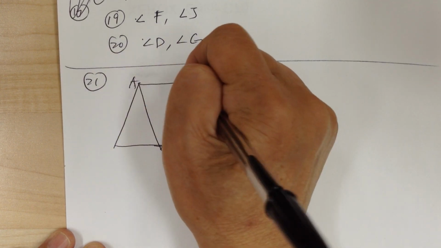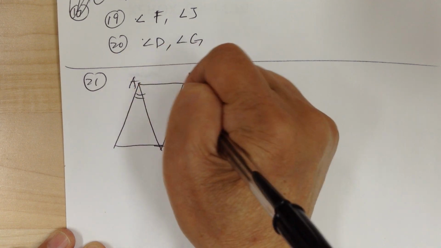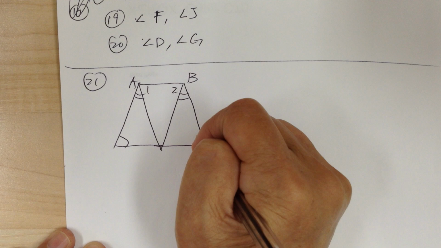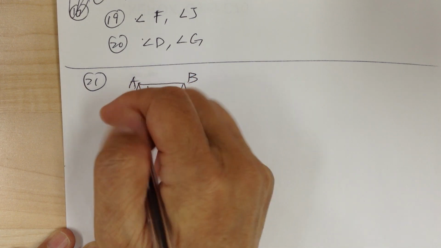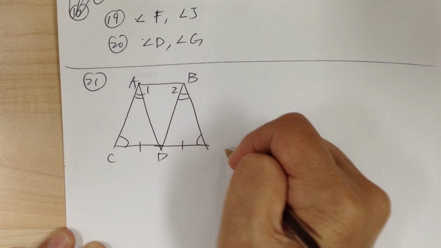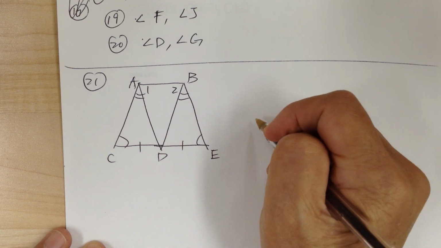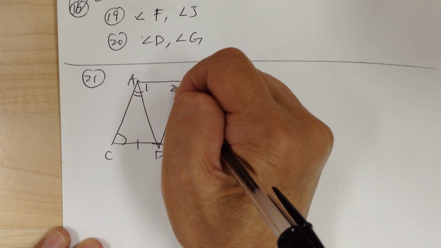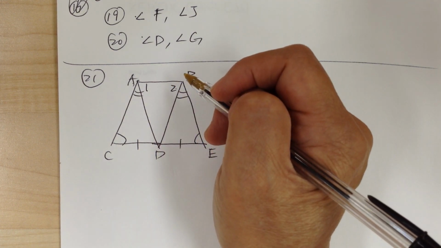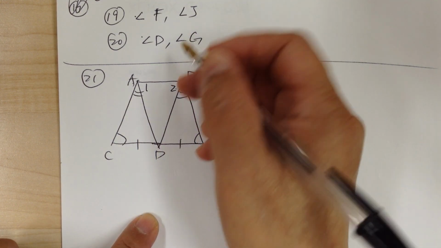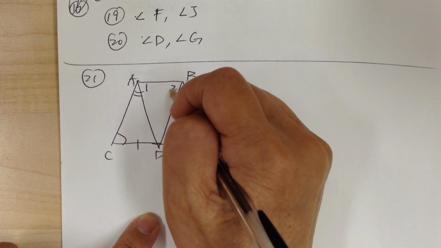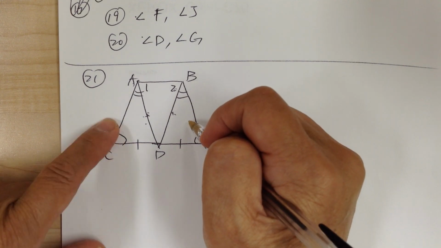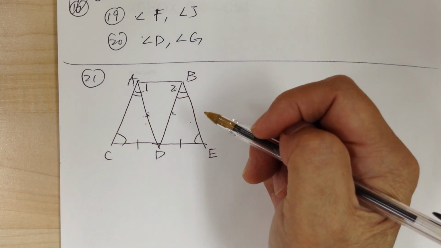You got A, B, 1, 2. Write a plan for proving angle 1 is congruent to angle 2. The way to do that is, you have to make these two sides congruent. And to make these two sides congruent, you have to get this triangle congruent to that one.